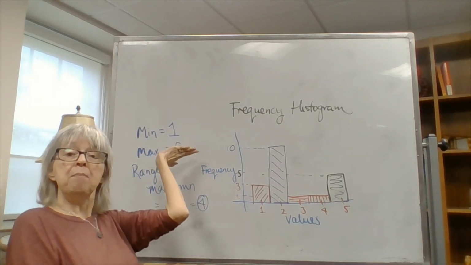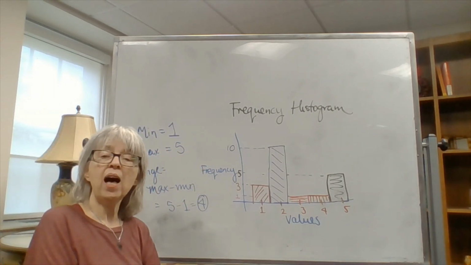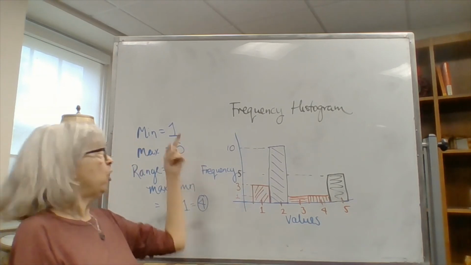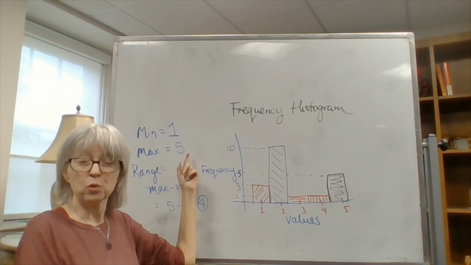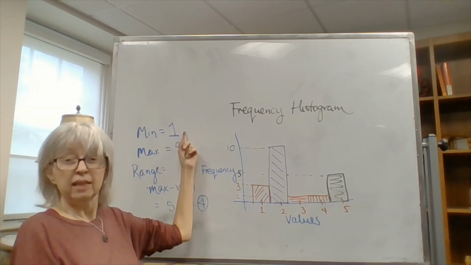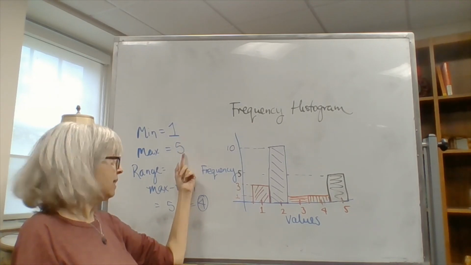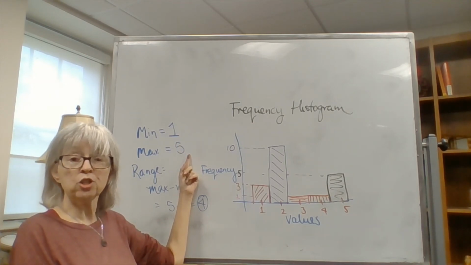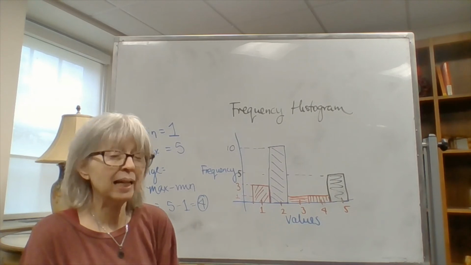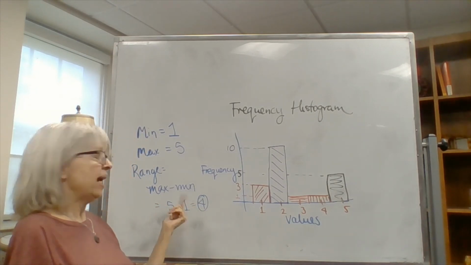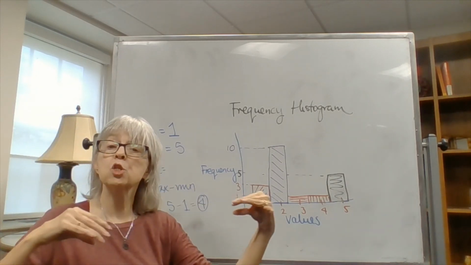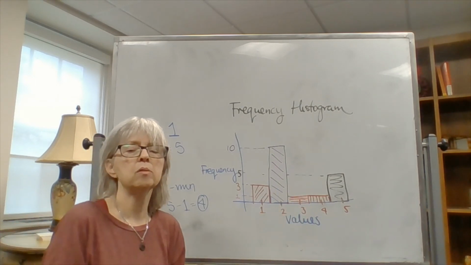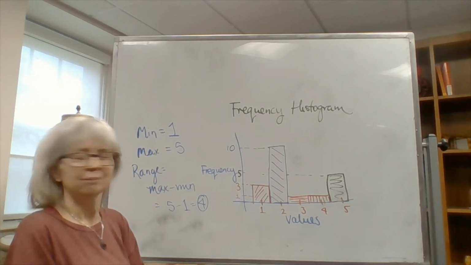But knowing that the min was 1 and the max was 5, well, those are actual data values. The data value that's the smallest, the data value that's the largest. I'm telling you something about the data values. When I say range, I'm telling you about the spread of my data values. That'll come up again.